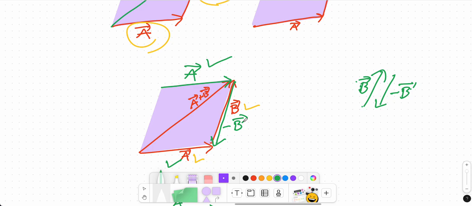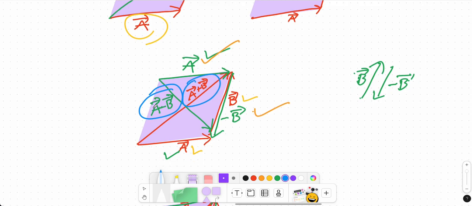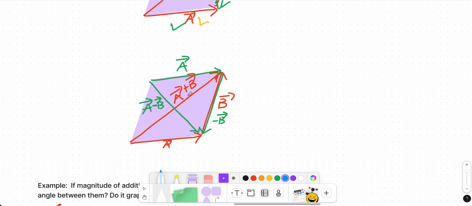Now if I add a and minus b, a plus minus b, I will get resultant here as a plus minus b or a minus b. So one diagonal of the parallelogram represent a plus b, then the other diagonal of the parallelogram represents a minus b. Look at here. One diagonal represents here a plus b and other diagonal is representing a minus b.